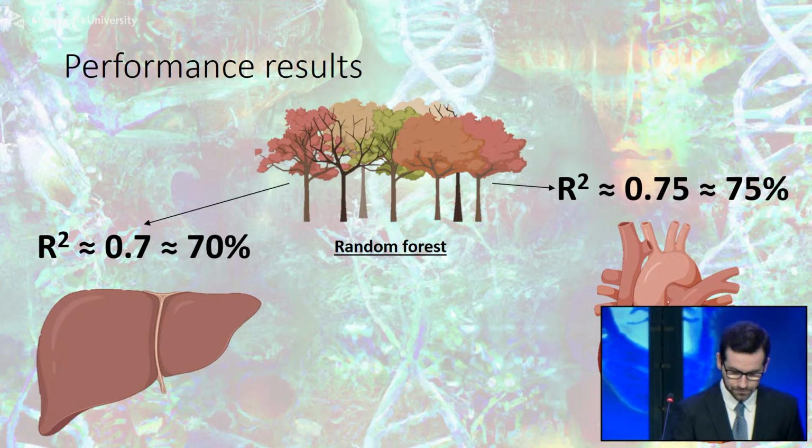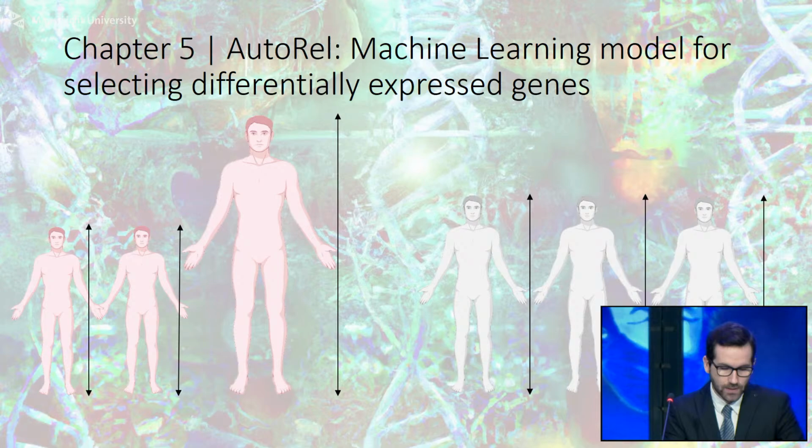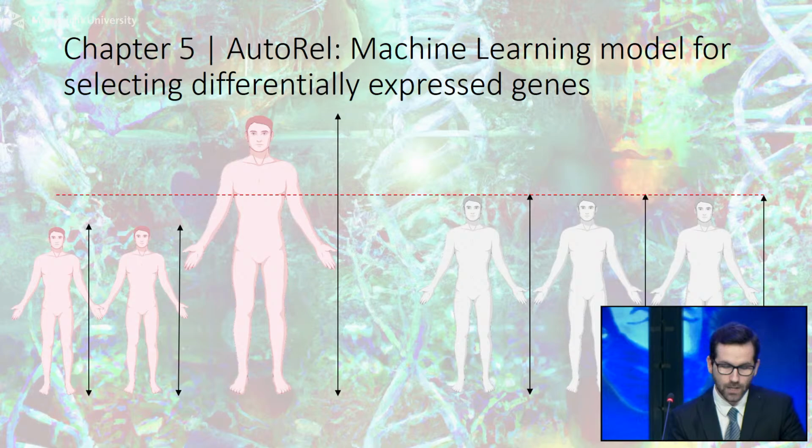Now, for my final chapter, let us start with an analogy. Imagine that we have to compare the height of two different groups. On the left side, we have the Spanish group, and on the right side, we have the Dutch group. As you can see, the Dutch group is actually taller than the Spanish group. But if we compare them using the average height, it's actually the same. Why is that? Because the average is heavily influenced by very large values, such as is the case for the third Spanish individual.